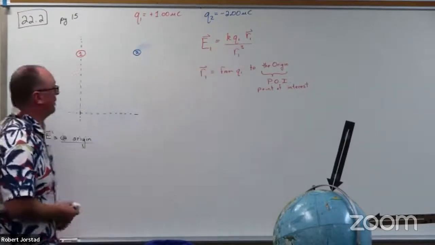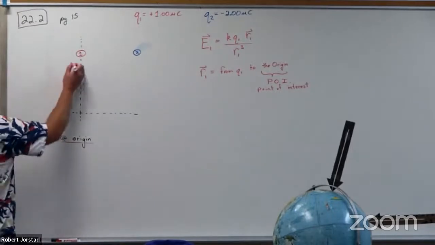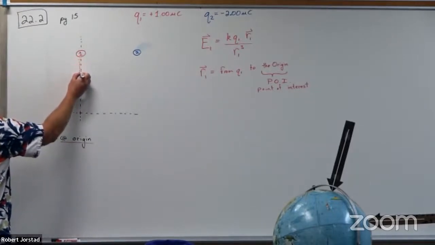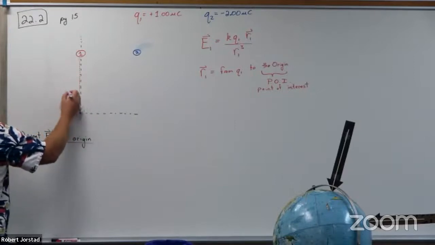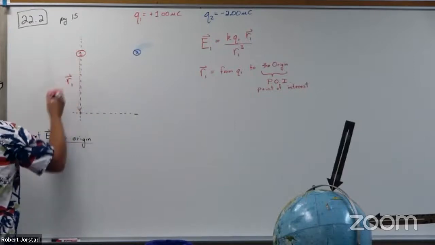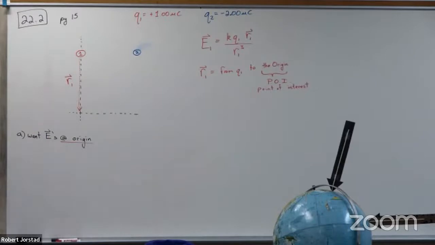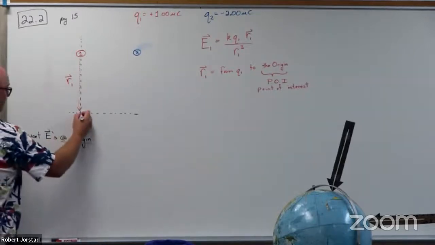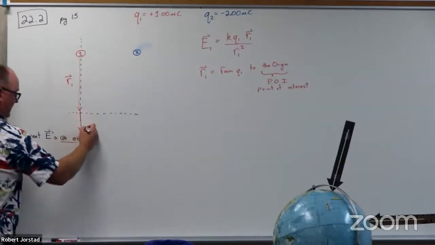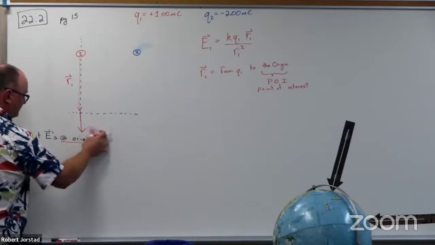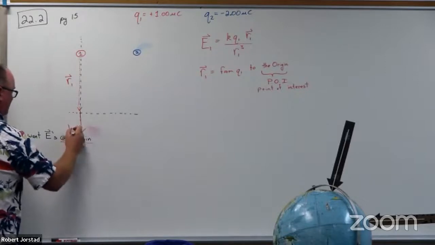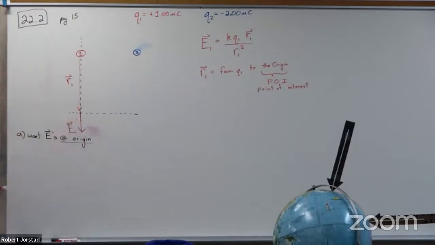All right. Well, when I look at this, I know Q1 is positive. And I know going from Q1 to the origin is this way. I know the electric field should point that way. That should be E, whoops, I'm going to write on the other side. That should be E1.